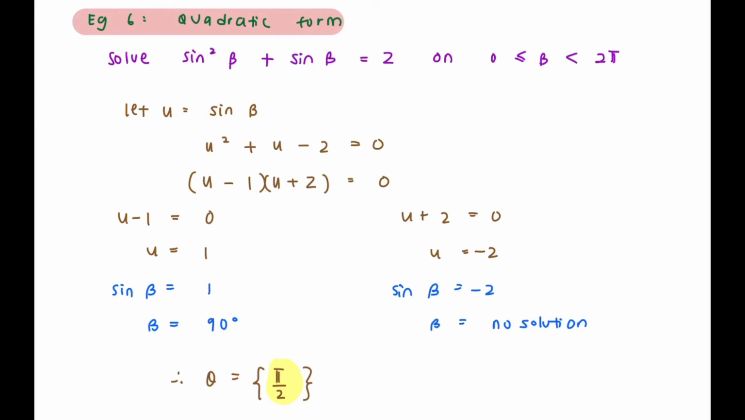For the other one here, u now is equal to negative 2. So sine beta is negative 2. If you use a calculator, this is a math error because this is undefined. The range for sine must be from negative 1 until 1 only. Therefore, beta here has no solution. Let's conclude the answer and combine both of them. Therefore, the answer here, theta is equal to pi over 2.